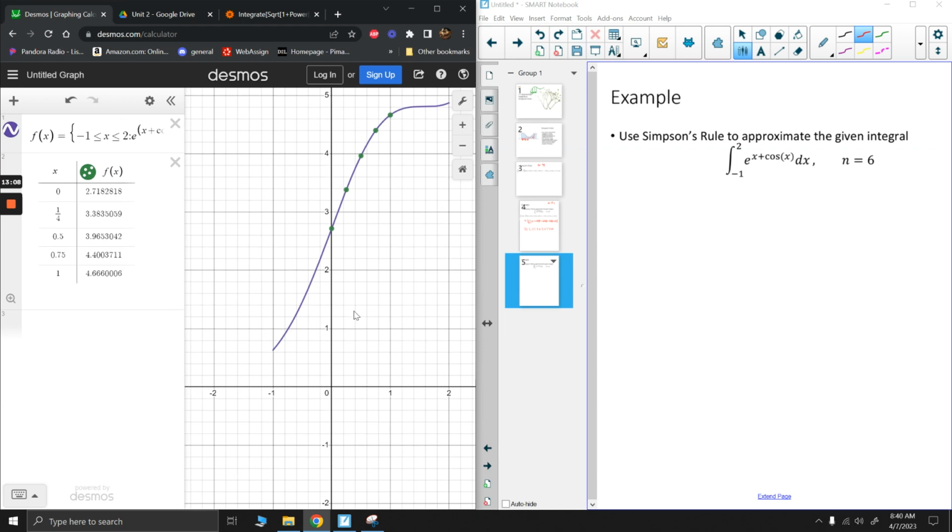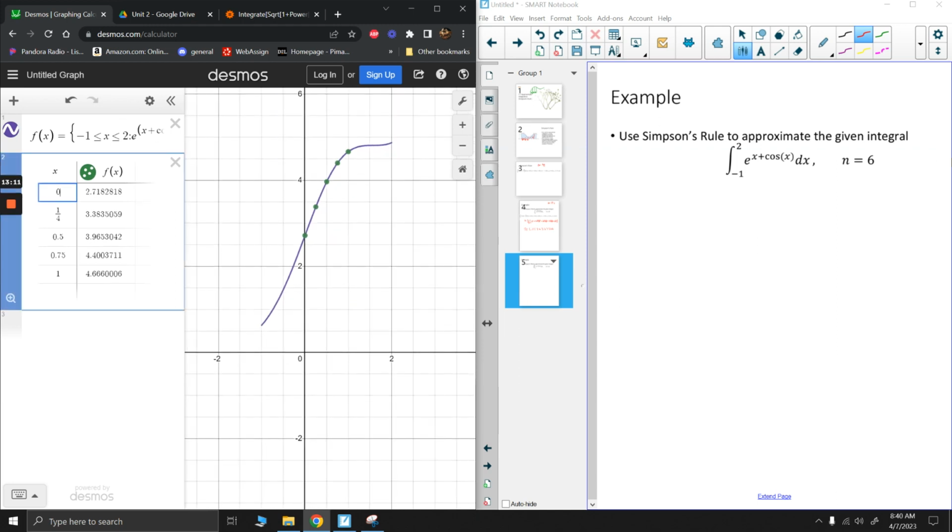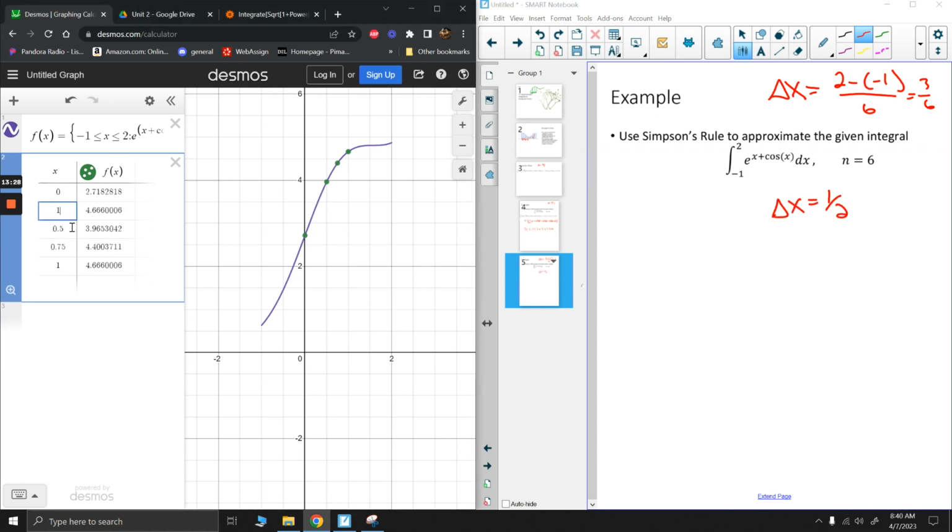Okay. So we're looking at this thing here, and we're changing this. So our n is 6. So again, if n is 6, delta x is going to be 2 minus -1 over 6, which is 3 over 6, which is 1/2. So delta x is 1/2. So I'm going to get rid of these. All right. Our first value is -1. Our next value is going to be -1/2, 0, 1/2, 1, 1.5, 2. So we get 1, 2, 3, 4, 5, 6, 7 here. Again, 7 points to get 6 intervals.